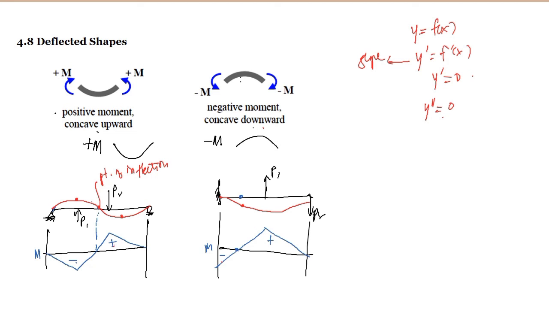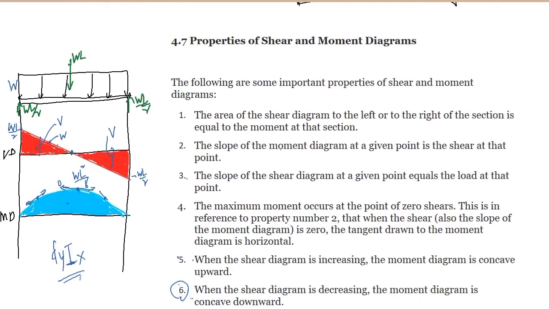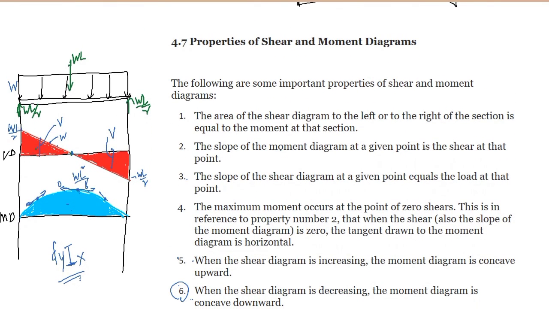Okay, so what about yung kanina, no? For this, as you can see here, you have the positive moment. Since we have here a positive moment, then at this point you would have the deflection. So the deflected shape for this beam here is concave upward.